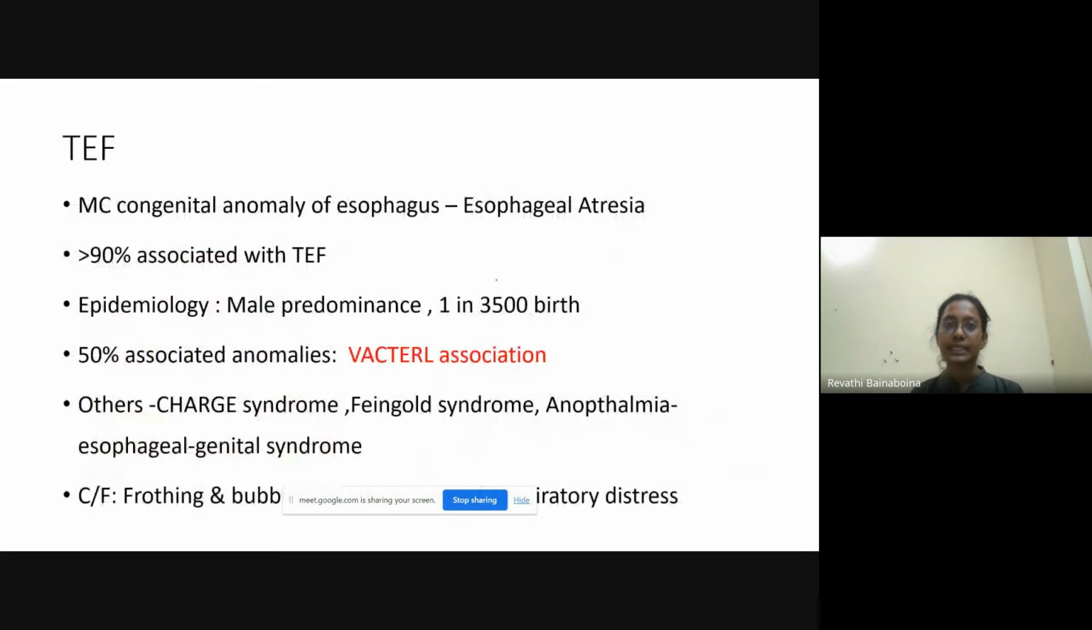Most common congenital anomaly of the esophagus is esophageal atresia. More than 90% of these are associated with TEF, with male predominance, 1 in 3,500 births. 50% have associated anomalies, such as VACTERL association and CHARGE syndrome. Clinically, the child will present with frothing or bubbling from the mouth and nose and respiratory distress.